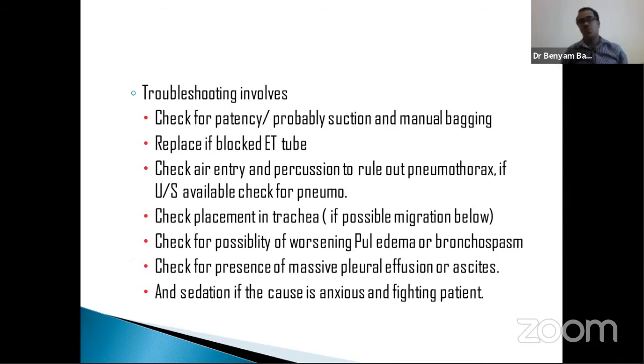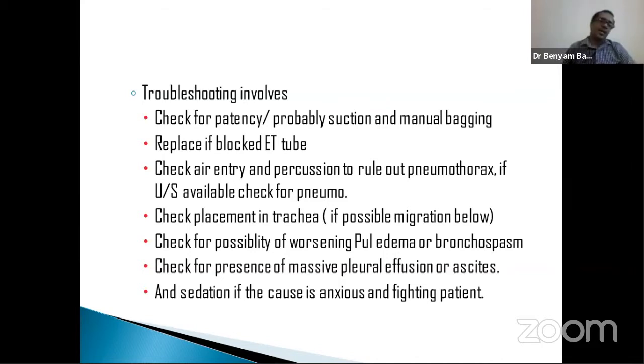So how do we troubleshoot this alarm? Always check for patency first. Initially we check the patency of the tubes, by suctioning or manual bagging. If it's obstructed, change the tube. If the patient is biting, we may have to insert an oral airway, or sedate the patient so that he won't bite it. If there is a kink and it can be straightened, do that. If not, change the tube.